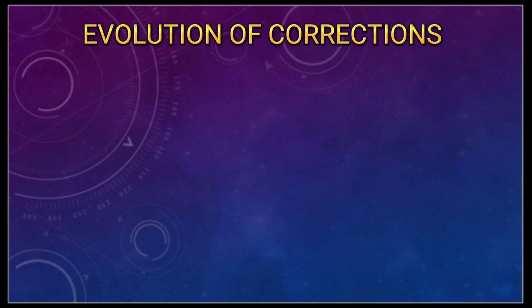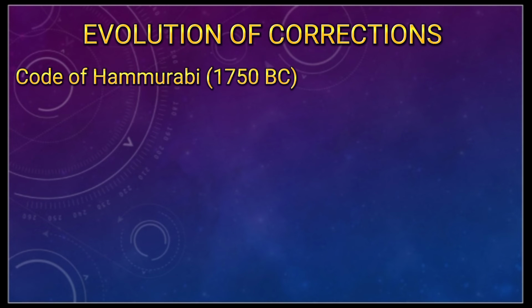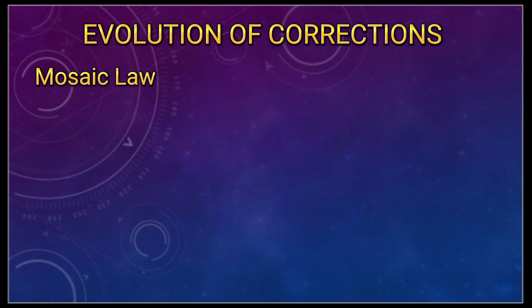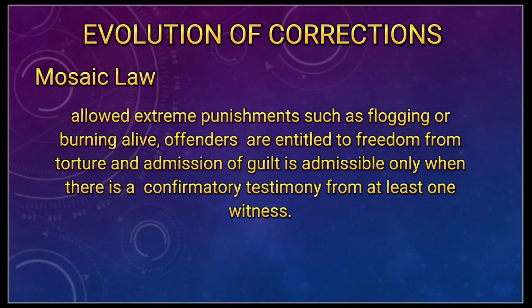Evolution of corrections. Code of Hammurabi, 1750 BC. The first formal law dealing with the concept of justice as lex talionis, an eye for an eye and a tooth for a tooth. Mosaic law allowed extreme punishments such as flogging or burning alive. Offenders are entitled to freedom from torture, and admission of guilt is admissible only when there is a confirmatory testimony from at least one witness.